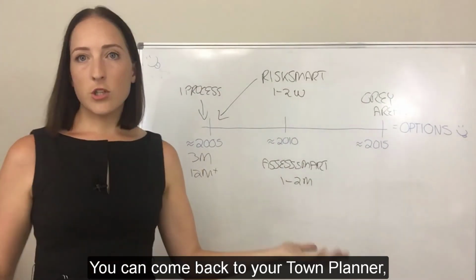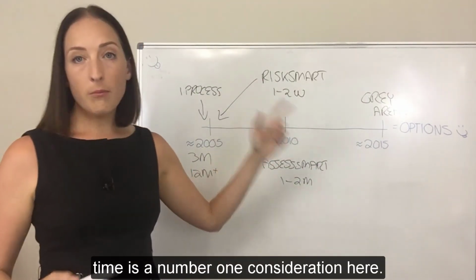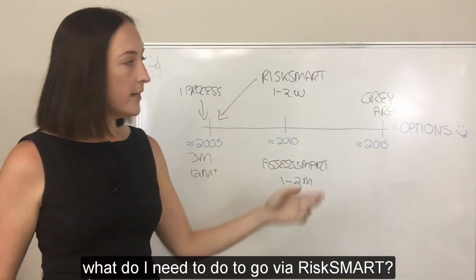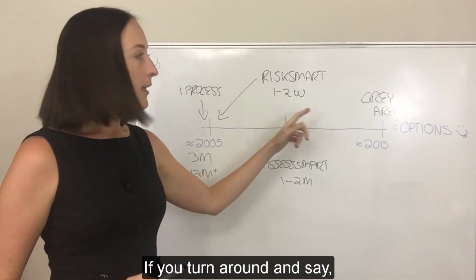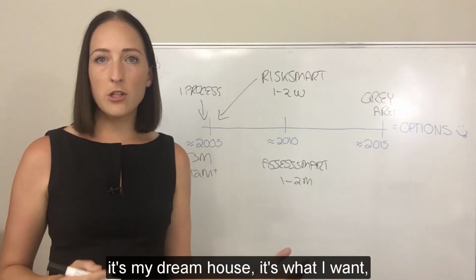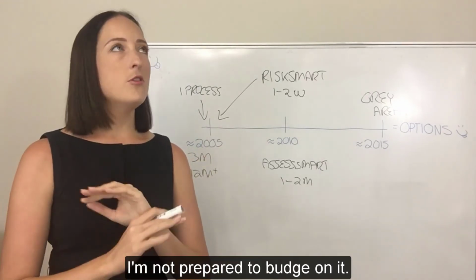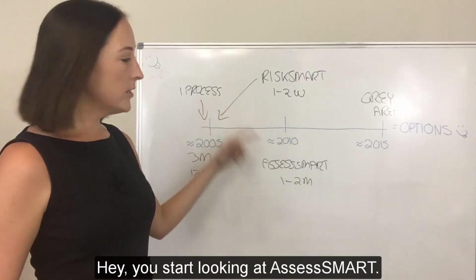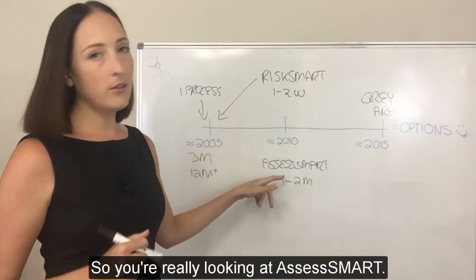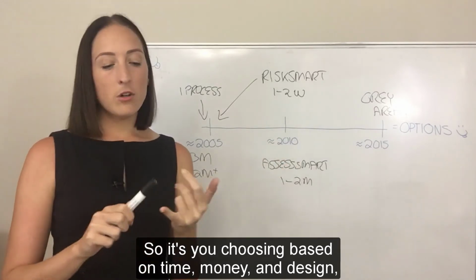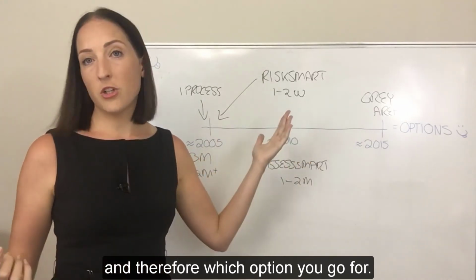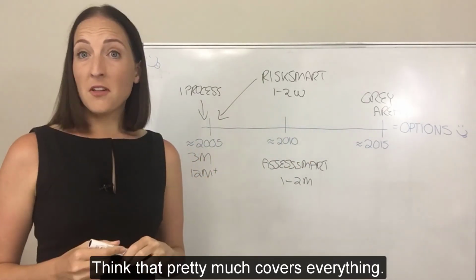You can come back to your town planner and just say, hey, look, time is number one consideration here. I need to have this out next week. What do I need to do to go via RiskSMART? If you turn around and say, no, the design's number one. I've spent the last 2 years coming up with this option. It's my dream house. It's what I want. I'm not prepared to budge on it. Hey, you start looking at AssessSMART. Again, yes, you can go the team, but I wouldn't recommend it. So you're really looking at AssessSMART. So it's you choosing based on time, money, and design, what your priority is, and therefore which option you go for. I think that pretty much covers everything.